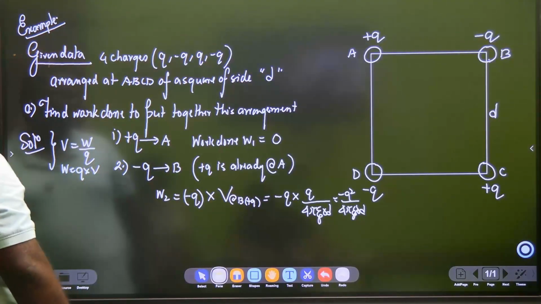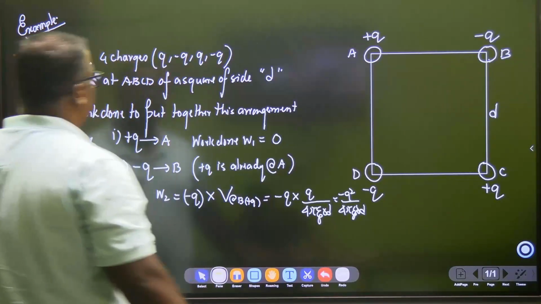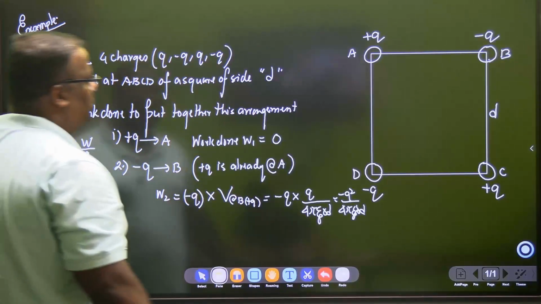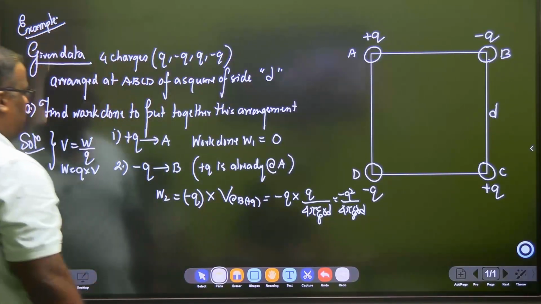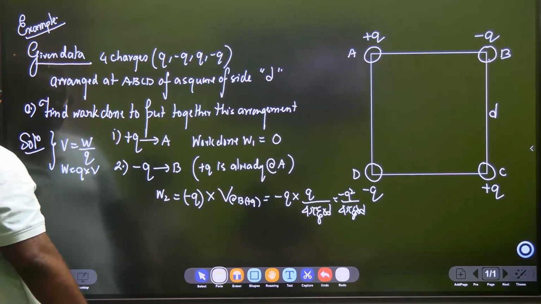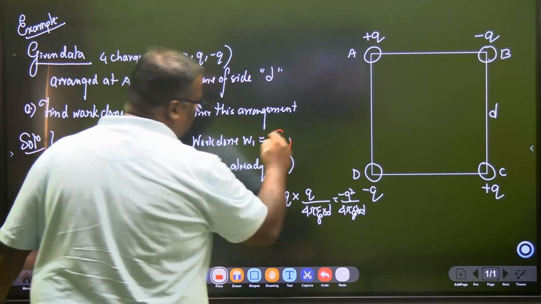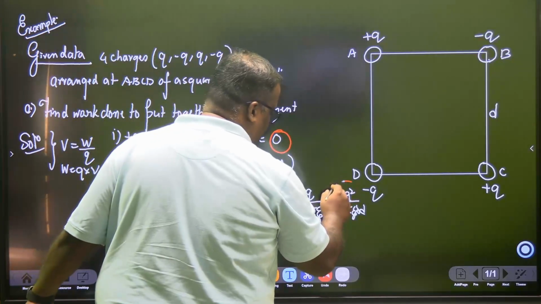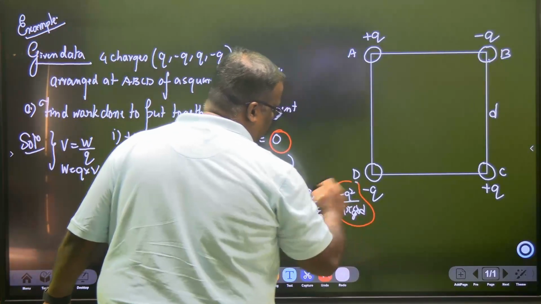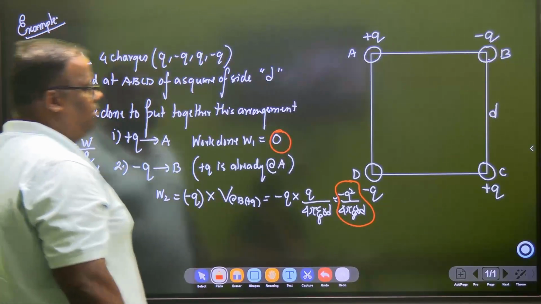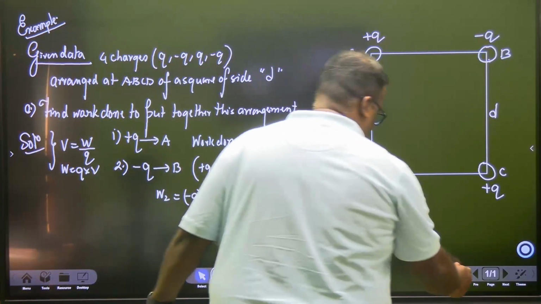Okay. Clear? Fine. So keep this marked, because finally we have to add up all these things.